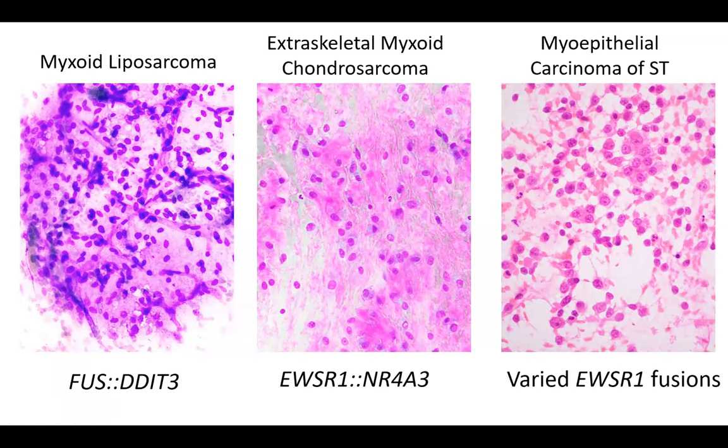Extraskeletal myxoid chondrosarcoma typically has a very vibrant chondromyxoid stroma that's very fibrillary in the background. The tumor cells will often show these bipolar cytoplasmic processes that may impart a reticular appearance. And the myoepithelial neoplasms of soft tissue, and here I've shown a malignant variant, often show a variable cytomorphology with more epithelioid and spindled and ovoid cells within a myxoid stroma.